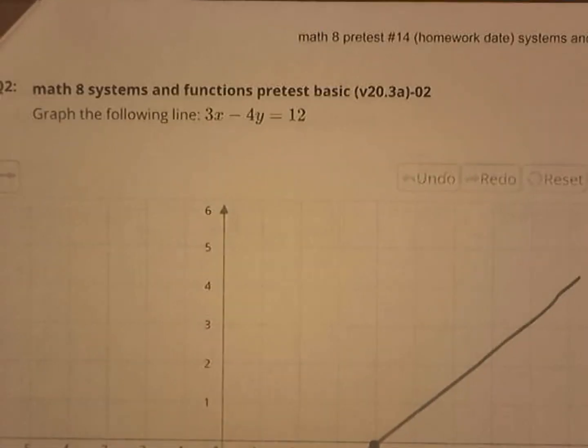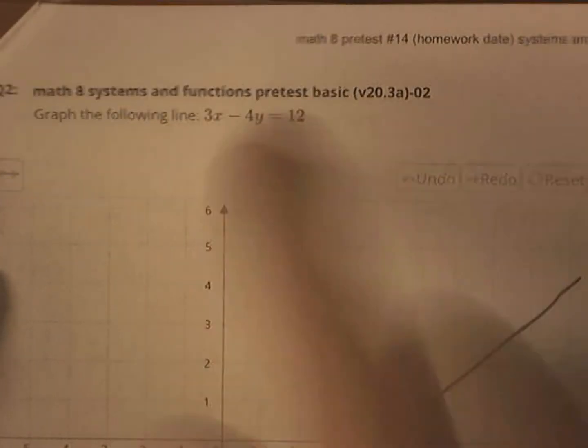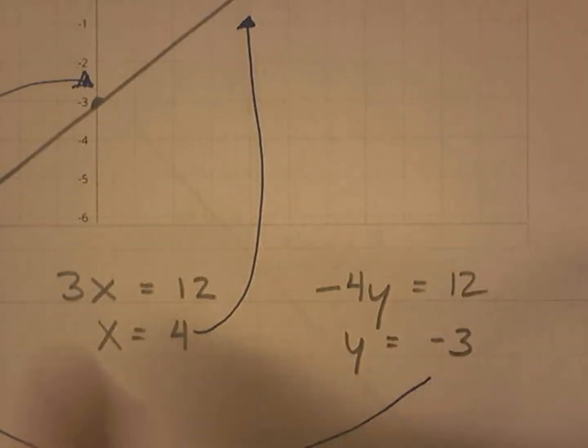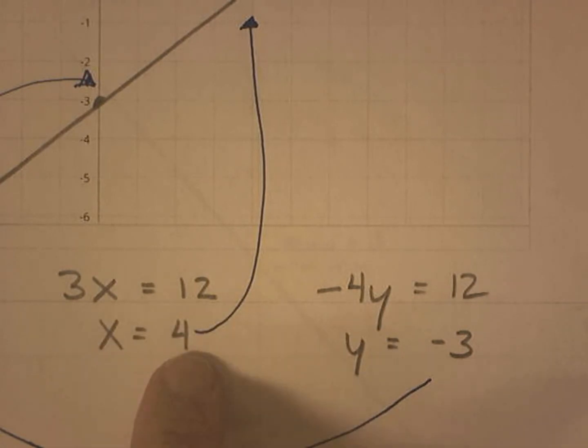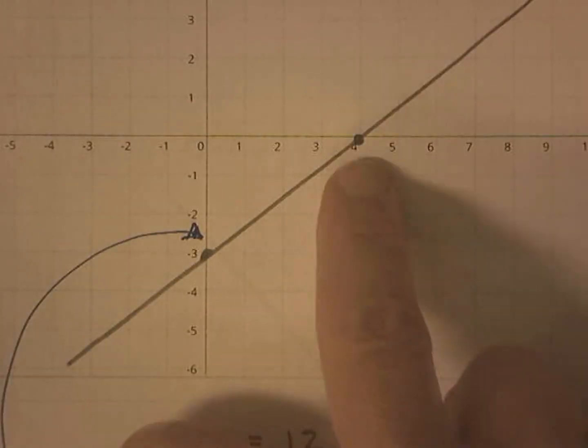Next one, I need to graph this equation. It's in standard form, so I'm going to use mini-me's. So I'm going to have 3x equals 12 and negative 4y equals 12. 3x equals 12, so x equals 4. Negative 4y equals 12, so y equals negative 3. And I'm going to plot those two intercepts at 4 and negative 3.